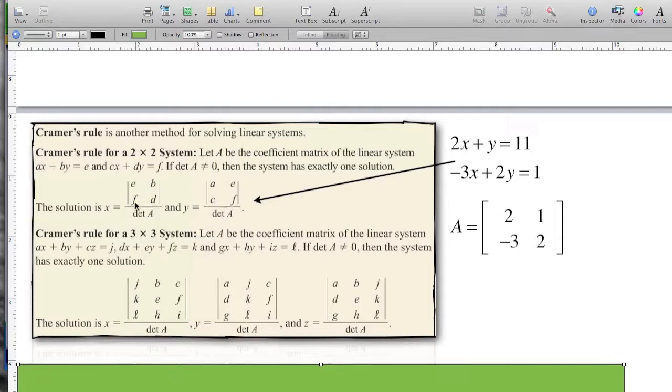And so here's your 2x2 rule for Cramer, or Cramer's rule for a 2x2 matrix. We start off with two variables. That's going to mean I'm going to use a 2x2.